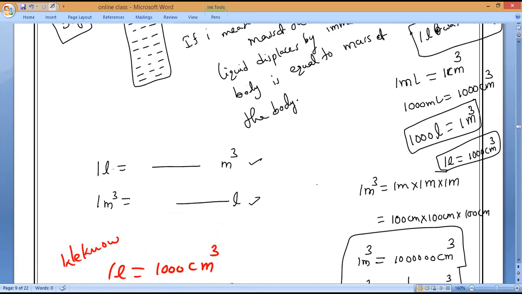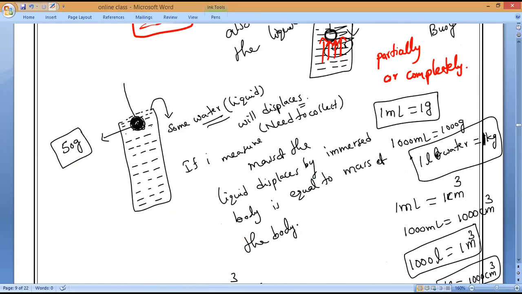Okay. Now, what I am saying, if Arun Kailas dips a 50 gram object, definitely some liquid will come out from the container. Now, if I measure the mass of that liquid which comes out from the container, definitely the weight of that liquid will be equal to the object immersed by Arun. That is what I am saying. Will you all understand? That is called Archimedes principle.